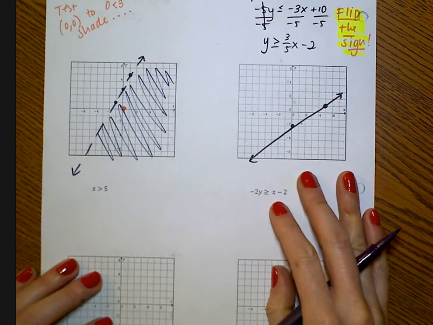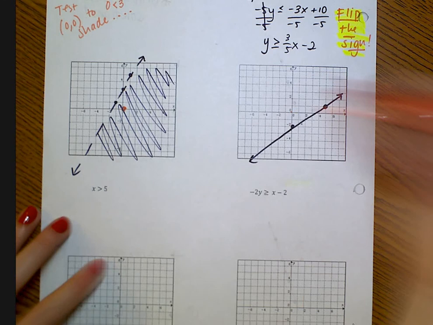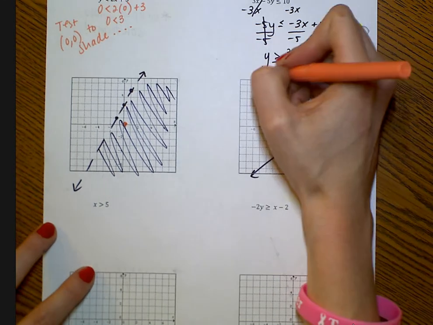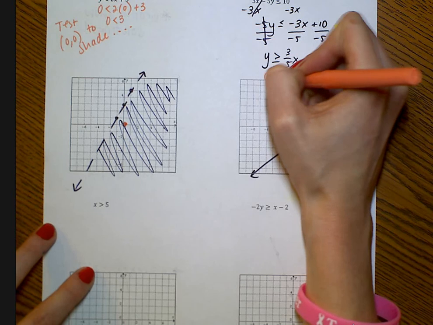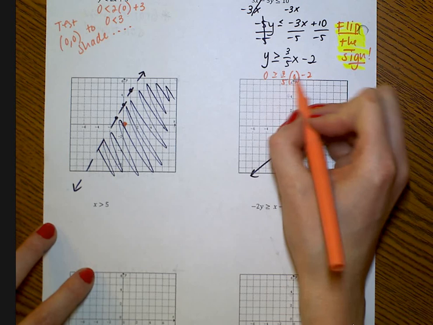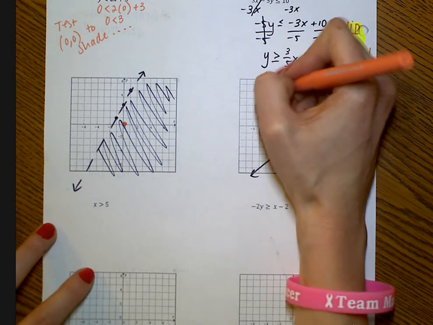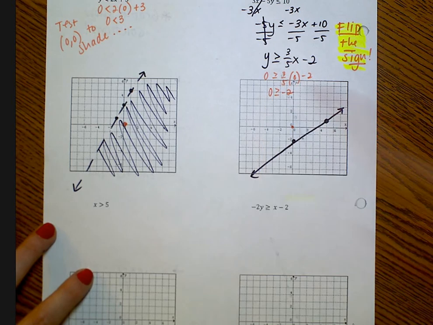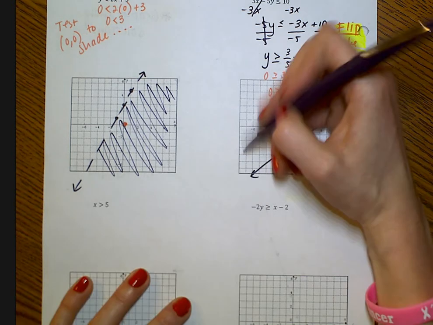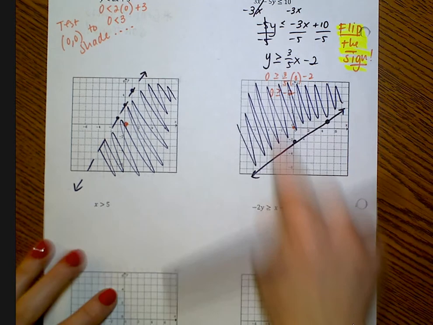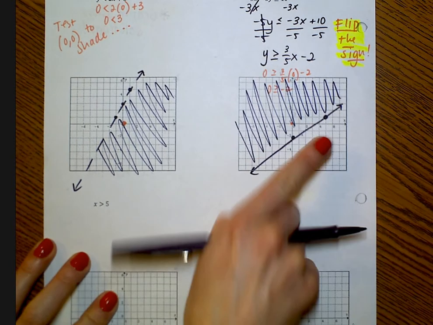Let me show you testing 0, 0 if you're interested. So there's 0, 0. If I plugged in 0 for x and for y, 3/5 times 0 is 0, minus 2 is -2. Okay, 0 is bigger than -2, so I would shade where 0, 0 is. And again, if I just remember the trick, it's a greater than, so I'd shade above the line.